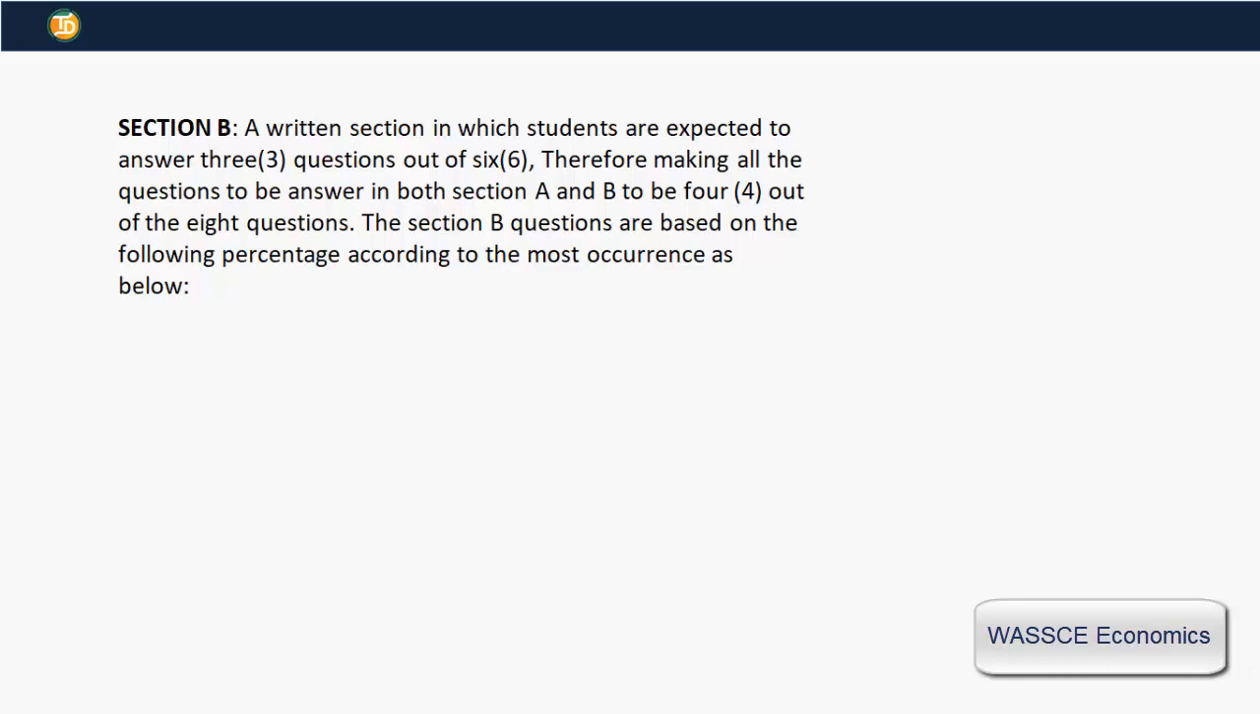Section B is a written section in which the students are expected to answer 3 questions out of 6, therefore making all the questions to be answered in both section A and section B 4 out of 8 questions. Section B is based on the following percentages according to the most occurrence as shown below.